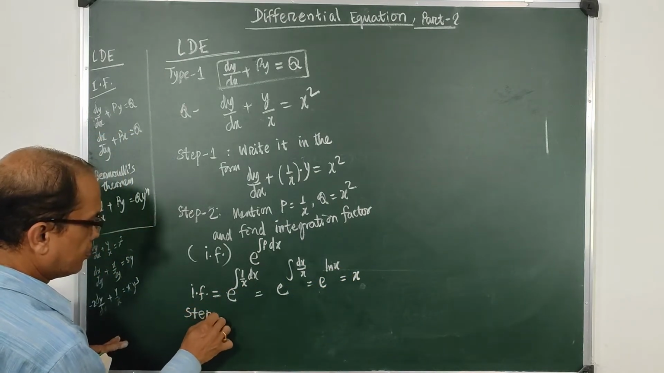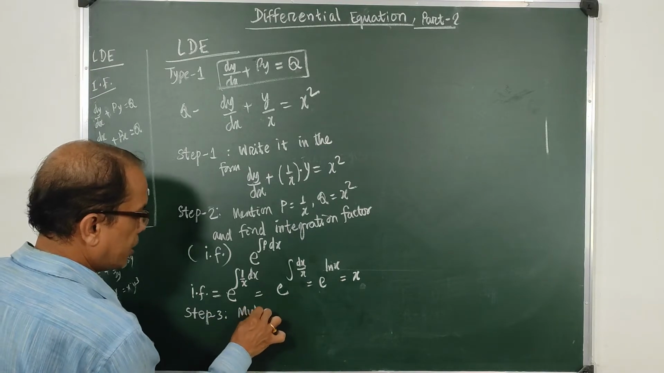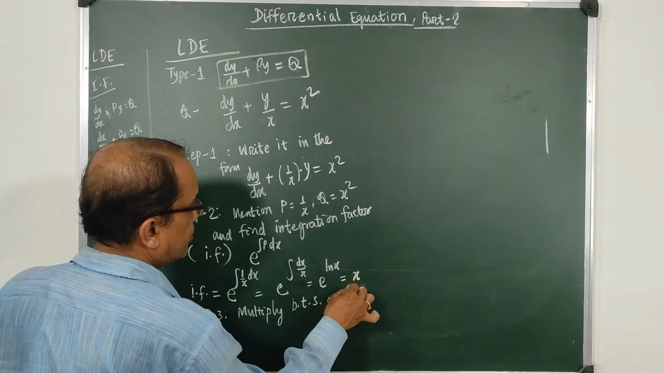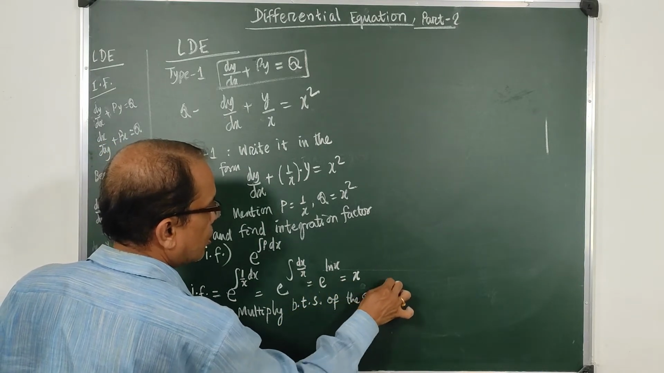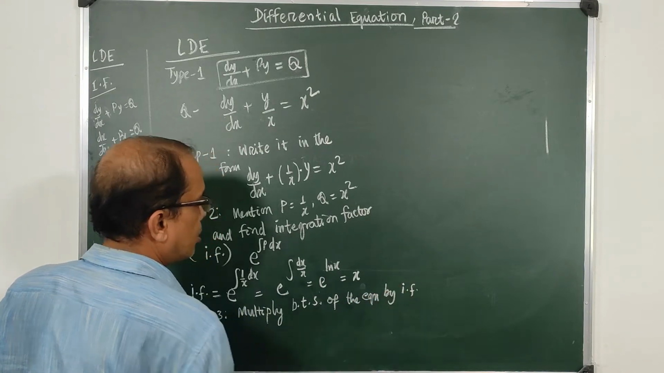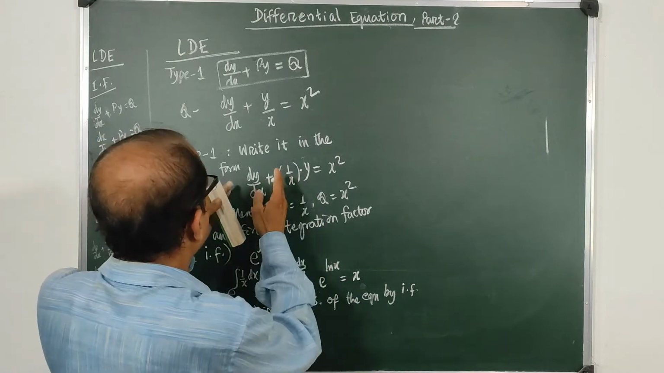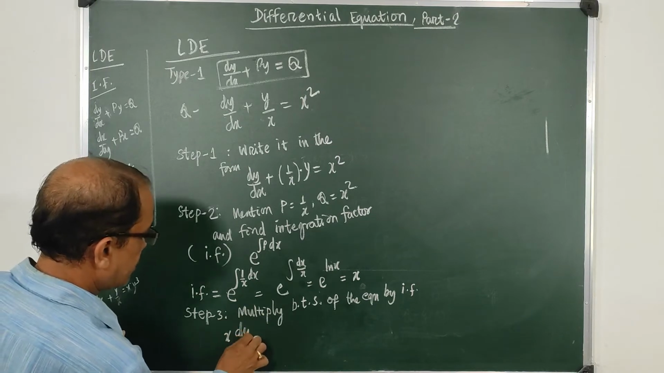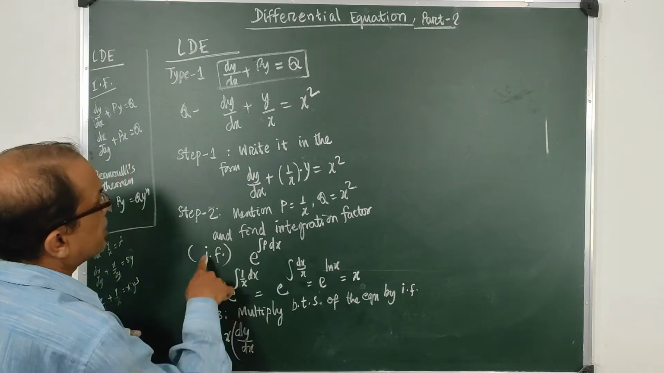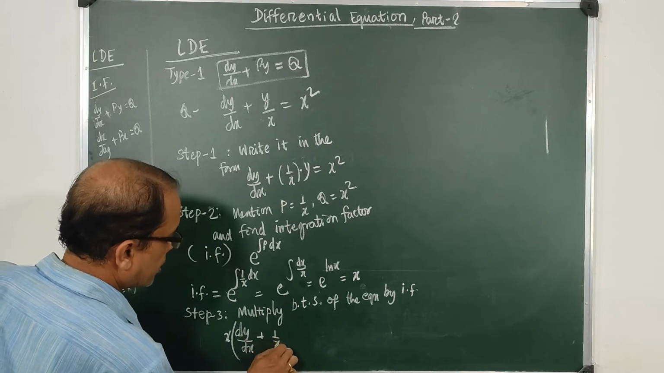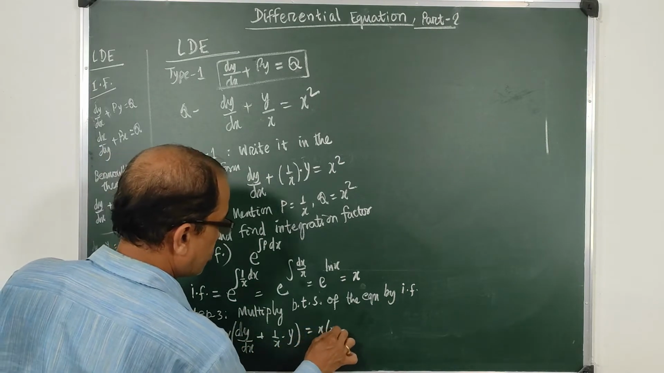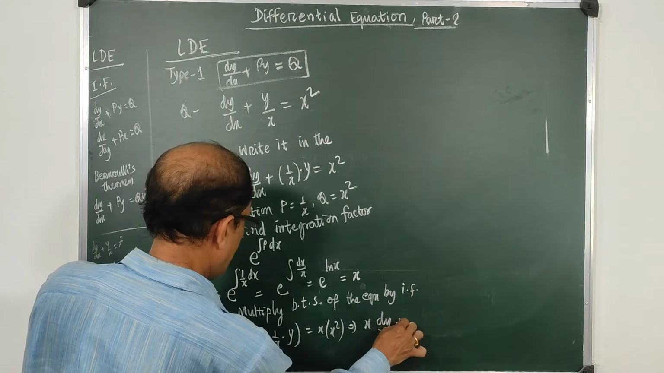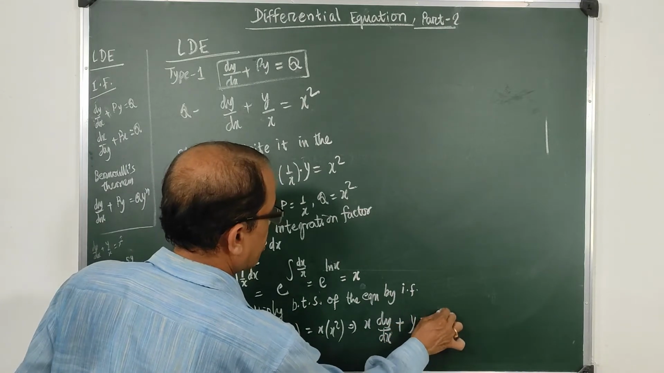Step 3, multiply both the sides of the equation by IF. Here IF is x, so we have to multiply both sides of the equation by x. So we write x into dy by dx plus 1 by x into y is equal to x into x square. That means we get x dy by dx plus y is equal to x cube.